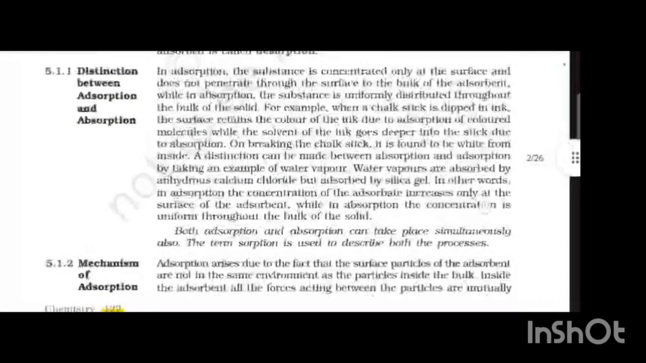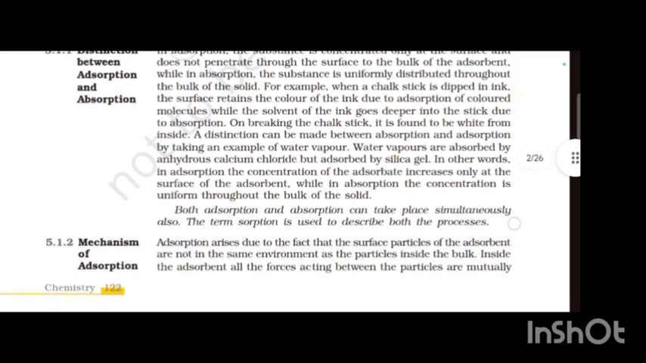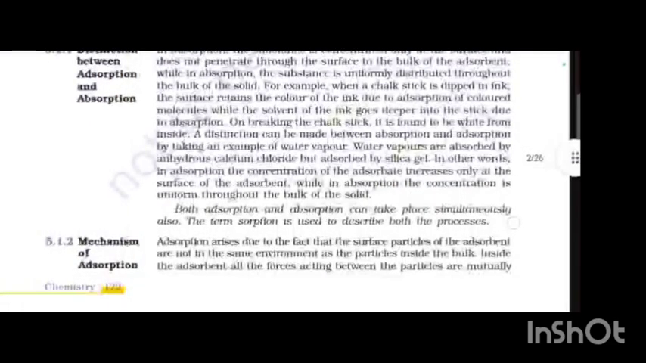Distinction between adsorption and absorption. In adsorption, the substance is concentrated only at the surface and does not penetrate through the surface to the bulk of the adsorbent, while in absorption, the substance is uniformly distributed throughout the bulk of the solid.